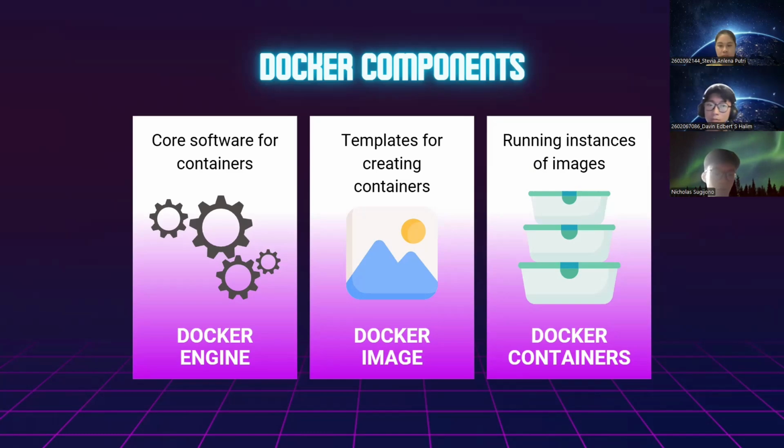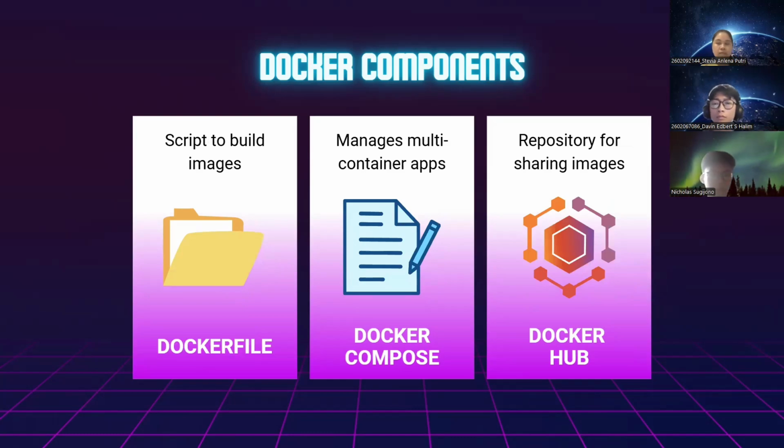Next, there are the Docker containers themselves. The containers are the running instances of Docker images. Think of them as lightweight, portable environments where your application lives. They are isolated from each other and the host system, ensuring no conflicts between applications. Containers are fast to start, stop, and replicate, making them ideal for dynamic workloads.